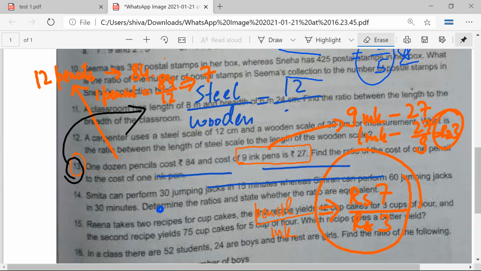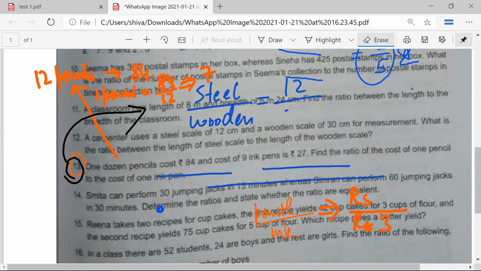Mr. Satya, any doubt? No, sir. Mr. Satya, you need to look at the question 2-3 times. What are they asking? For example, in this question, they are asking you to find the ratio of the cost of 1 pencil to the cost of 1 ink pen. So first you need to find the value of 1 pencil, then 1 pen, and then you can go ahead and solve the question.